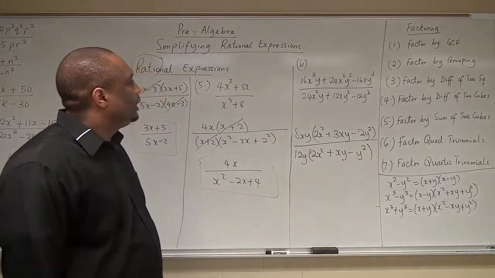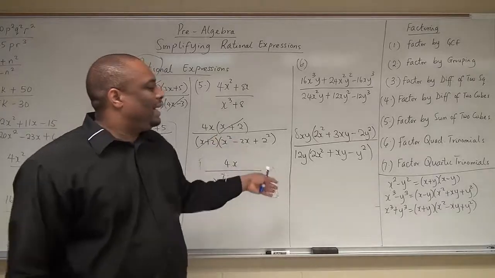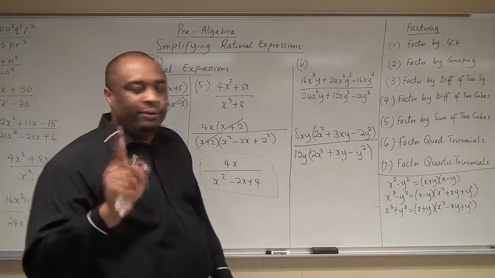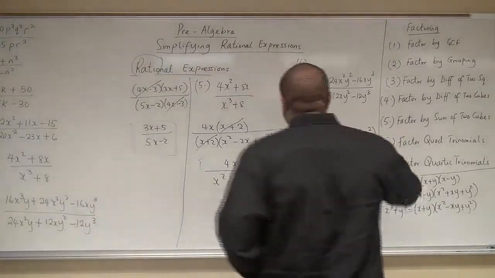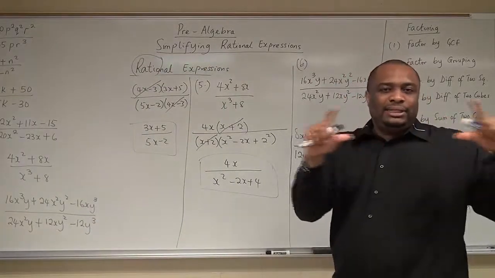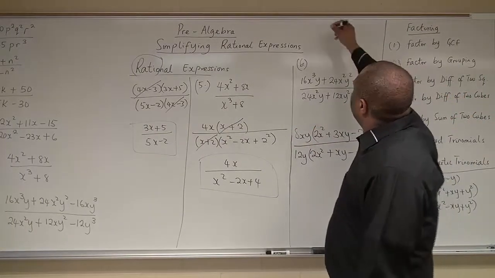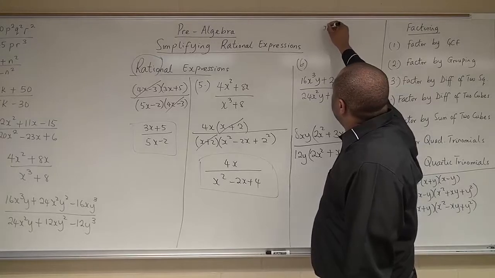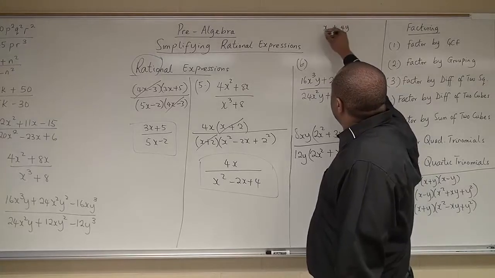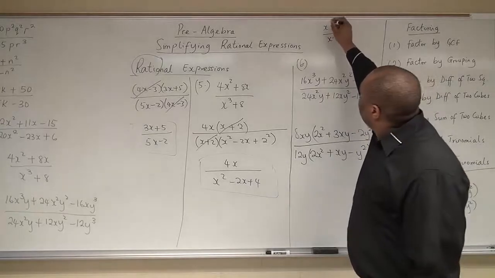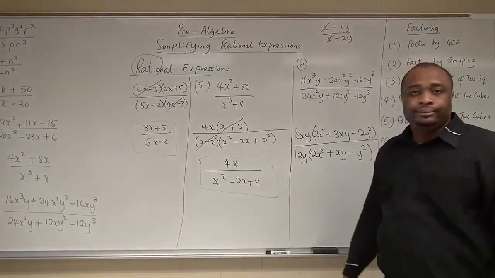Okay? So you can go ahead and simplify now, see what you can cancel out. Now there's something I want to say real fast. This is a mistake that students usually make. Some students, when they see this, for example, maybe x plus 4y over x minus 2y, you know what they will do? They will go and cancel this, like this.